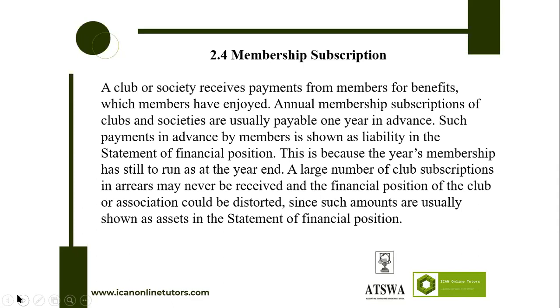Membership subscription. Like I said, a club or society receives payment from members for benefits which members have enjoyed. Annual membership subscriptions of clubs and societies are usually payable one year in advance. So for example, in ICAN, qualified members pay yearly subscription, and your subscription is due every first January of a new year. So by 2nd January, if you've not paid, you're already owing for that year.